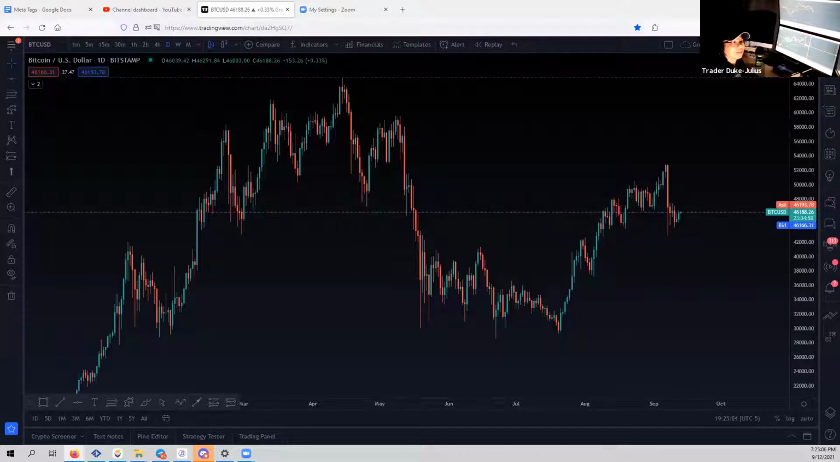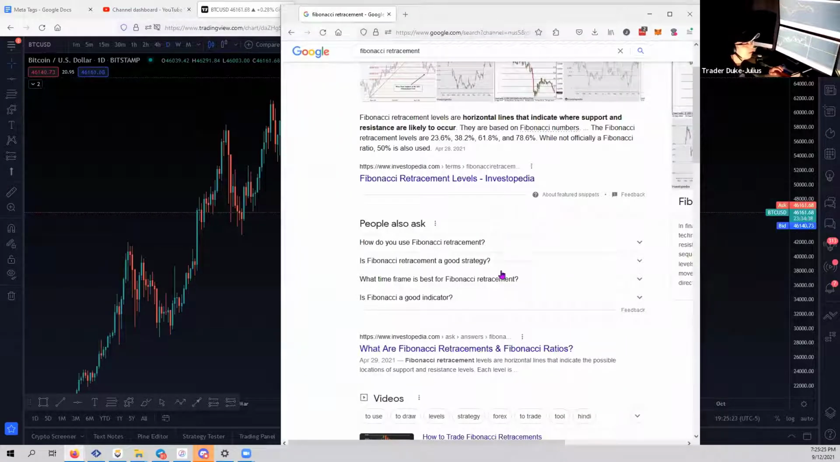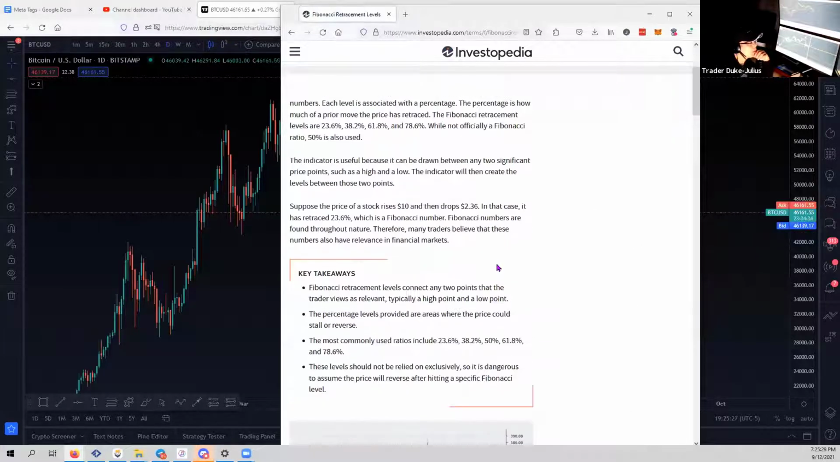Fibs, Fibonacci retracement. Because I know that there might be some people that see this video later and might not understand what a Fibonacci retracement is. So we're going to go through it. I'm going to read off a little bit of this.